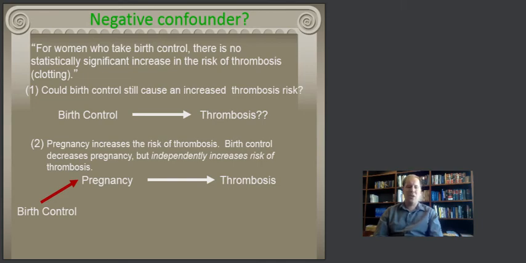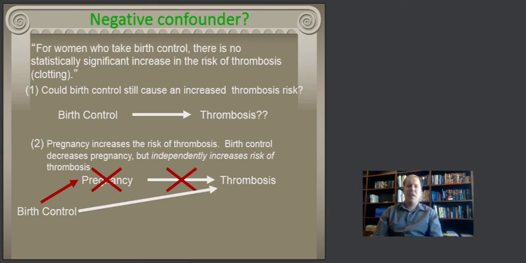Here's the diagram. On one side of this, birth control blocks pregnancy. That's the red arrow, meaning it doesn't happen. And if pregnancy increases the risk of thrombosis, which it does, then maybe because birth control blocks pregnancy, pregnancy doesn't occur in people who are on birth control, and therefore the risk of thrombosis goes down, where people do not get pregnant. But if birth control also, here's the red X's indicate that because pregnancy is not occurring, there's no thrombosis. But what if birth control also independently increases the risk of thrombosis?